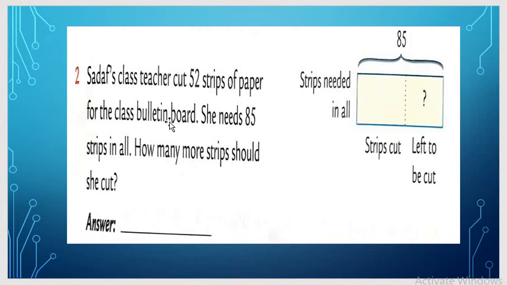Sadaf's class teachers cut 52 strips of paper for the class bulletin board. She needs 85 strips in all. How many more strips should she cut? Okay, 52 cut and she needed 85. So 85 minus 52, we do it like that. Got my point, all students?